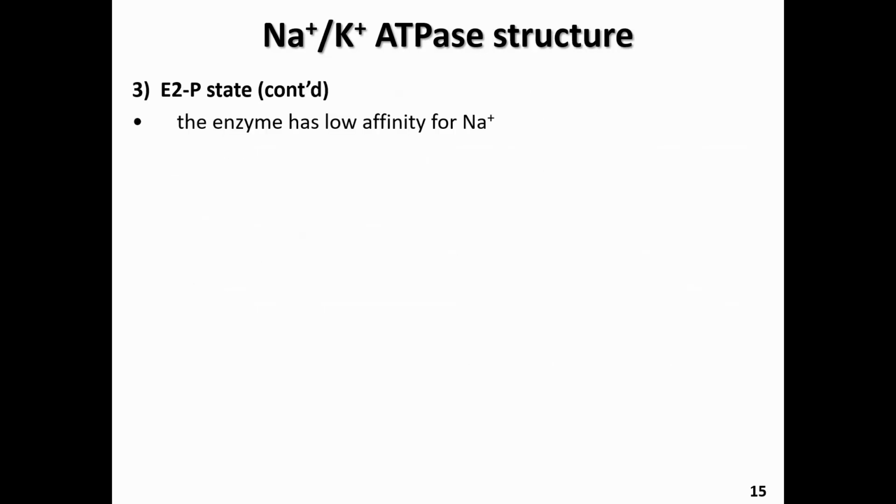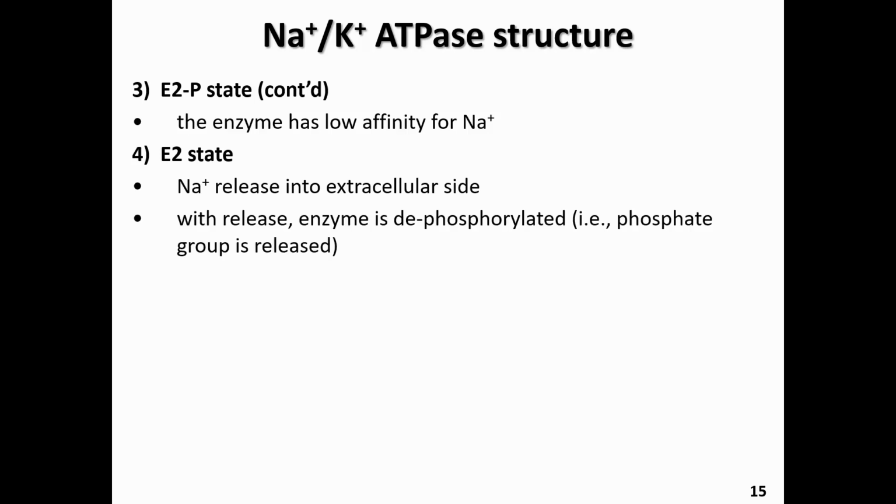And in this state, the strength of the chemical bond, or the affinity between the enzyme and sodium, will decrease, making it much easier to move into the E2 state, where sodium is released into the extracellular medium outside the cell. And with that release, the enzyme becomes dephosphorylated, which is to say that the phosphate group that was bound to the aspartate residue is released.